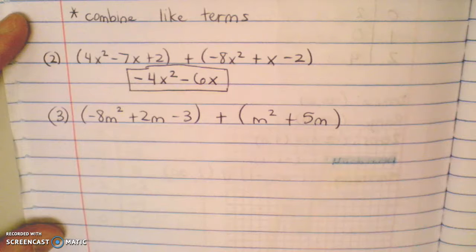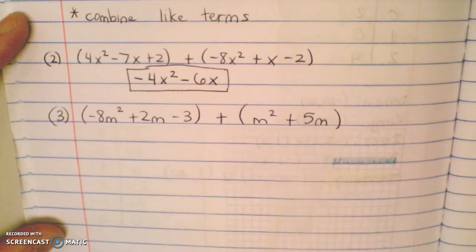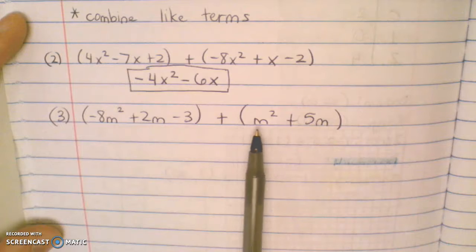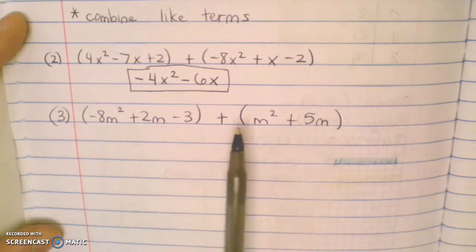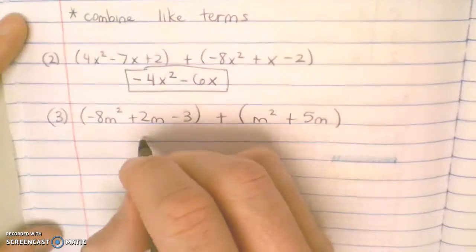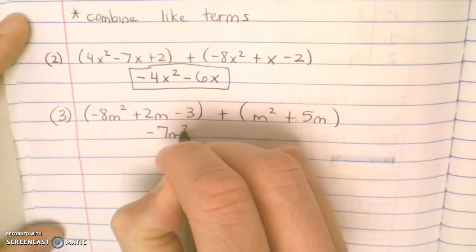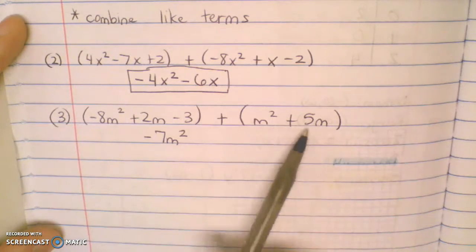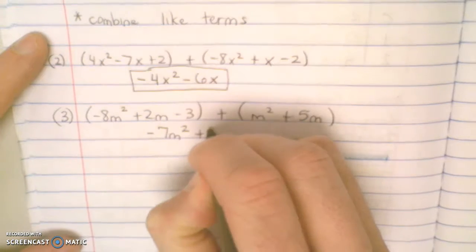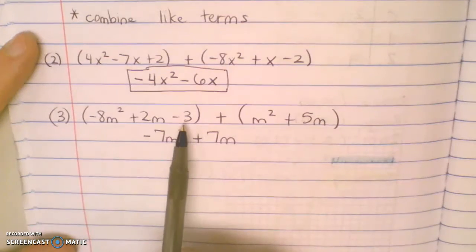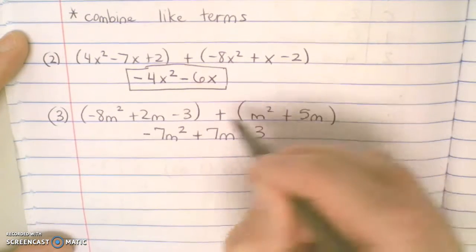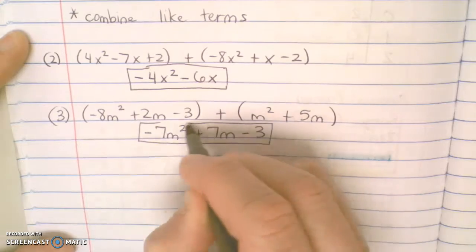So I've got negative 8m squared plus 2m minus 3 plus the other polynomial m squared plus 5m. So again, I'm going to look for the like terms. So I have my m squareds. So I have negative 8m squared plus m squared, which would be negative 7m squared. Then I have 2m plus 5m, which is 7m. And then the negative 3 doesn't have anything to add with, so I just leave it as negative 3. And that's combining like terms and adding the polynomials together.